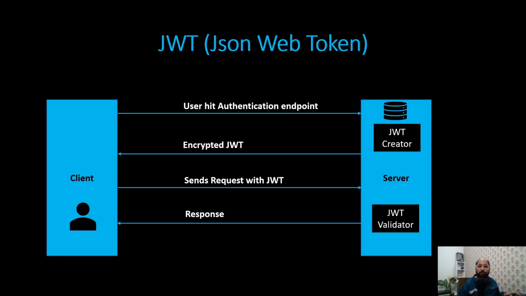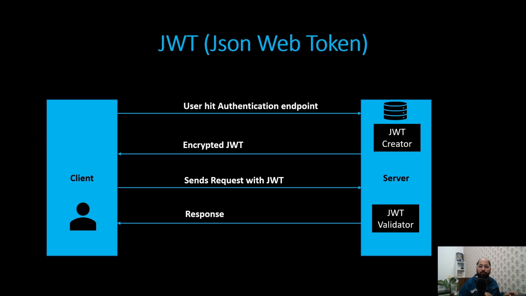Let us understand from the diagram. The client will first hit the authentication endpoint, and it will get the encrypted JWT, signed by the JWT server. In the next request, where we want to access the protected resource, we will pass the JWT. As a result, we will get the response. When we send the request with the JWT, the JWT validator will validate that there is no tampering on the JWT, and accordingly it will process the request and respond back to the client. So this is how it works.